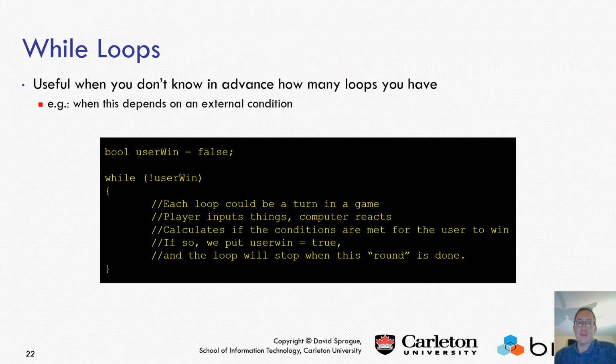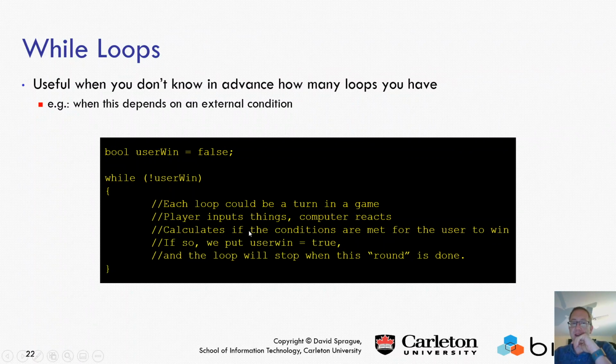And for a video game, it looks like this, right? While the user has not won the game, for each loop turn, the player inputs things. So you move the mouse, you push the controller, you do something along the lines. The user does some kind of input. They might type on a keyboard. They might use the mouse. They might use their controllers.